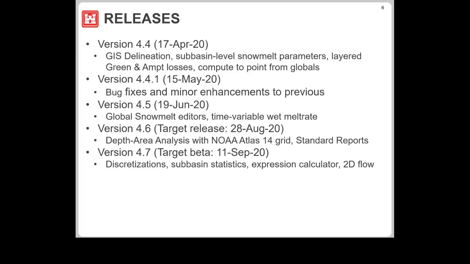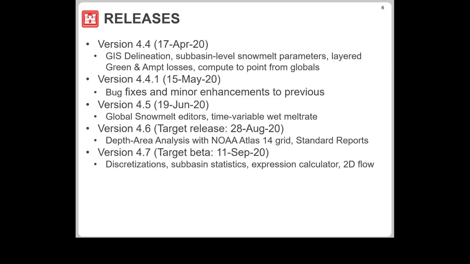And then with 4.4, quickly after we pushed a big load of features out to the field, in came the bugs. So we did a 4.4.1 about a month later with all the bug fixes and some minor enhancements. Then 4.5, we did the global snowmelt editor. So 4.4 did parameterization at the subbasin level. Then in 4.5, we gave you global editors to edit those globally. We also added a time variable wet melt rate option. And then in version 4.6, Greg's going to highlight that today. Depth area analysis with NOAA Atlas 14 grid was added, and we added this new standard reporting feature, which writes an HTML report, which I'll show you.